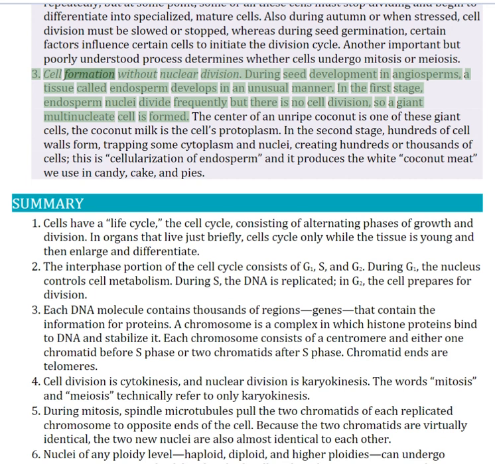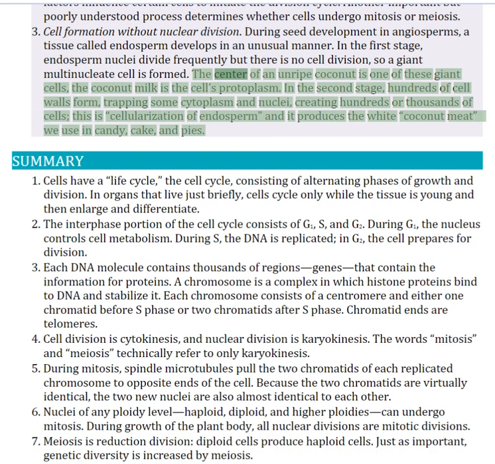3. Cell formation without nuclear division. During seed development in angiosperms, a tissue called endosperm develops in an unusual manner. In the first stage, endosperm nuclei divide frequently but there is no cell division, so a giant multinucleate cell is formed. The center of an unripe coconut is one of these giant cells. The coconut milk is the cell's protoplasm.